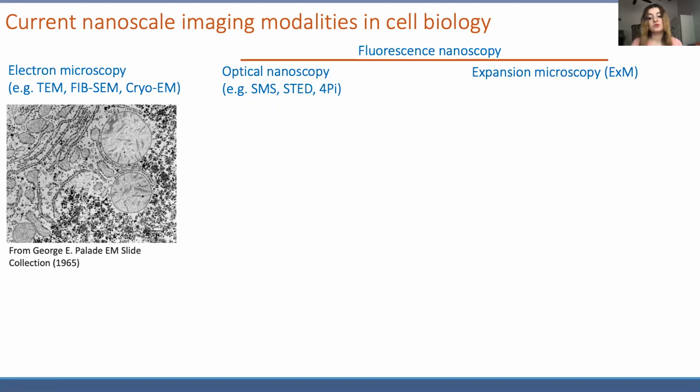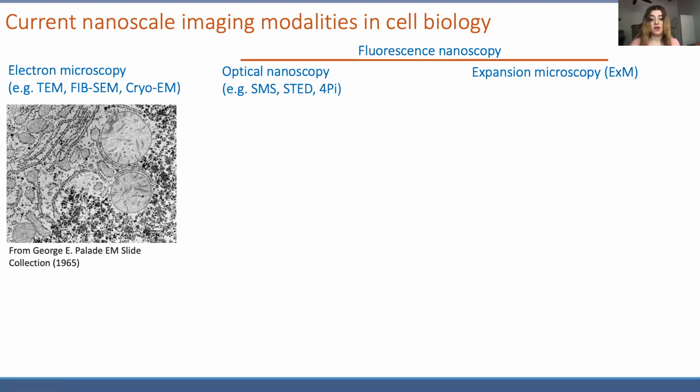However, EM lacks throughput and molecular specificity, with immuno-EM being unreliable and limited to thin tissue sections. And it's also incompatible with transcriptomics and genomics. And although EM does achieve molecular resolution, it lacks molecular information.